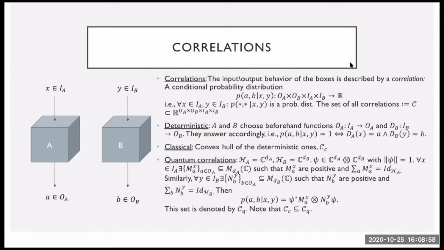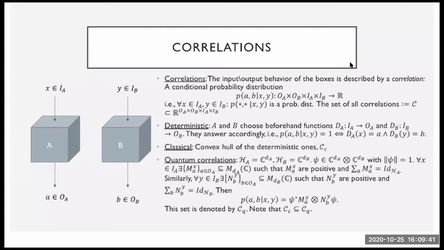So the correlations were just conditional probability distributions that for any two inputs, X and Y, give you a probability distribution over all possible output pairs A and B. Okay, great. This is the general definition of a correlation. And then we saw more restrictive definitions, subsets of this set of all correlations, that come from no signaling, from cases where box A and box B cannot signal each other, cannot communicate in any way.